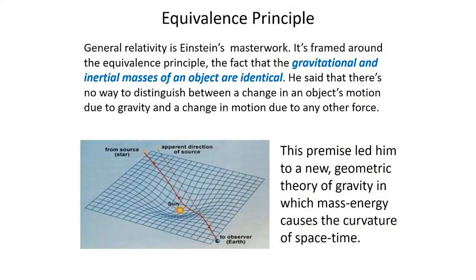Einstein said there's no way to distinguish between a change in an object's motion caused by gravity and a change in motion caused by any other force. In other words, he's making gravity nothing special. It's just one way to cause the change in motion or acceleration of an object, where there are other ways, and we don't declare gravity to be particular in any way. This premise amazingly led him to a new geometric theory of gravity, in which mass energy causes the curvature of space-time.